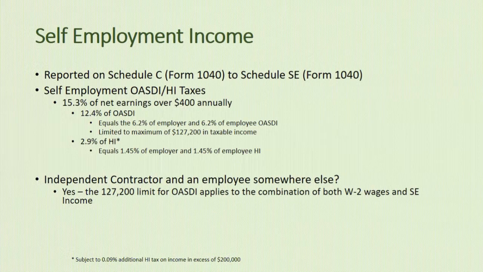So self-employment income is reported on the Schedule C, Form 1040, to the Schedule SE with the Form 1040, and examples of both of those have been loaded to your resources. Self-employment taxes are applicable to 15.3% of net earnings that are over $400 annually. Anything under that, the SECA taxes are not applying.